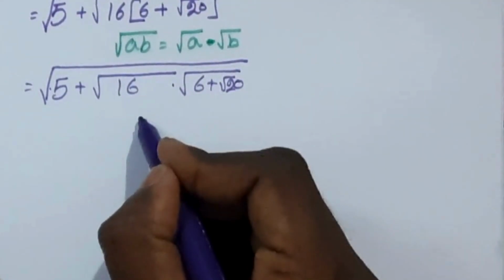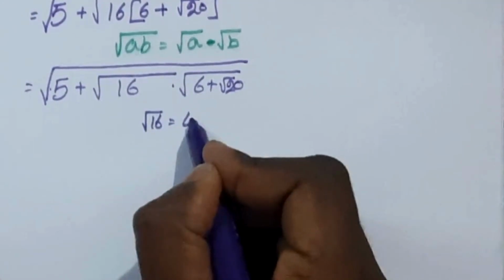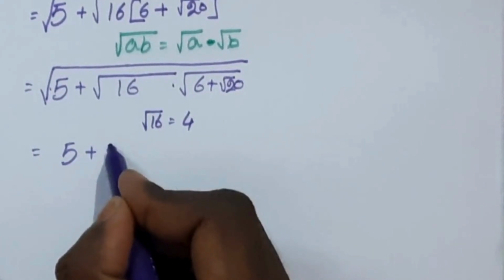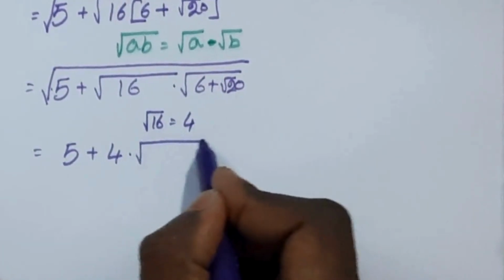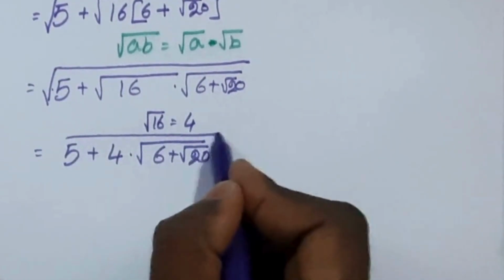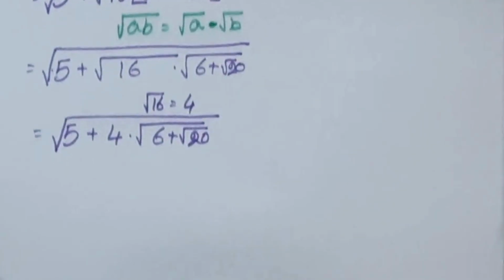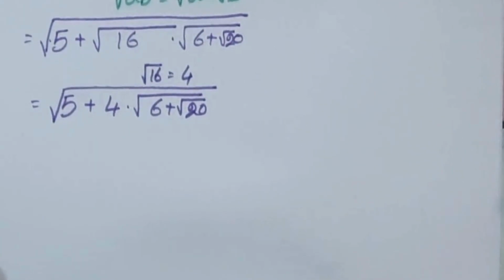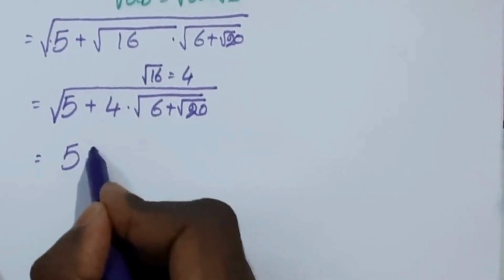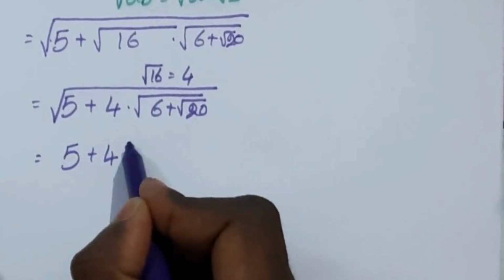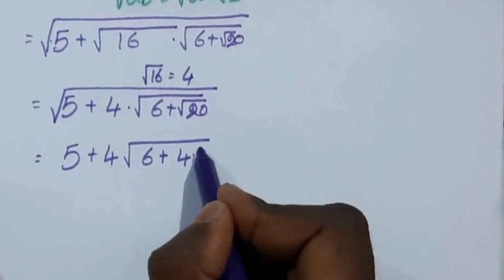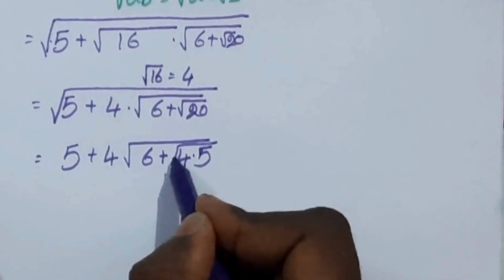Now the square root of 16 is 4. We are going to apply here. So 5 plus 4 times square root of 6 plus square root of 20 in whole square root. Now this 20 can be written as 5 plus 4 times square root of 6 plus 4 times 5 in square root.